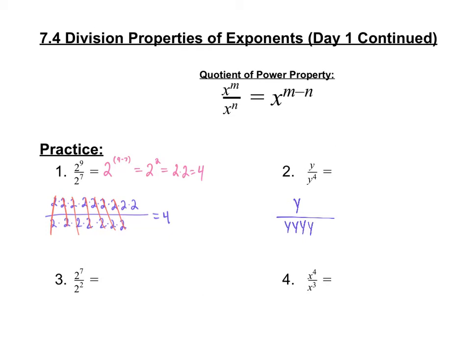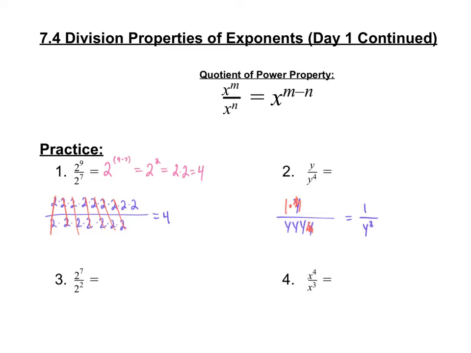Now I'm going to do something here before we cancel. Remember, y is really the same as 1 times y. The reason I put that in there is when I cancel the y on top with 1 on the bottom, I'm still left with a 1 on top. It's 1 over y cubed.